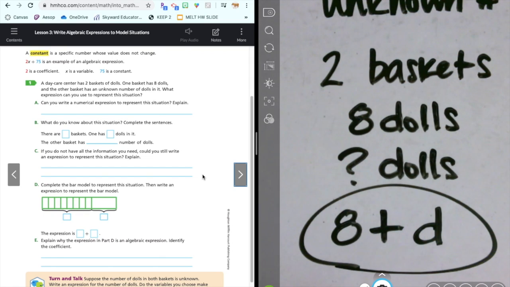We don't know how many dolls are in the second basket, but we know there's 2 baskets and one of them has 8 in it. It's as easy as that, guys. Now I do want to ask you one thing.